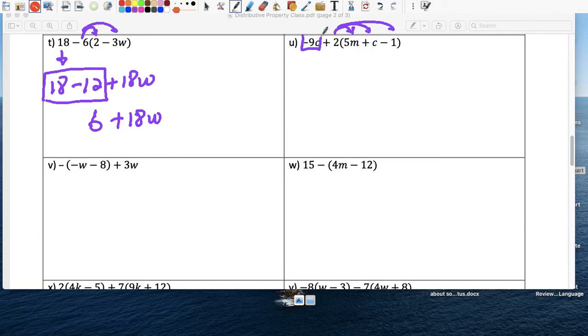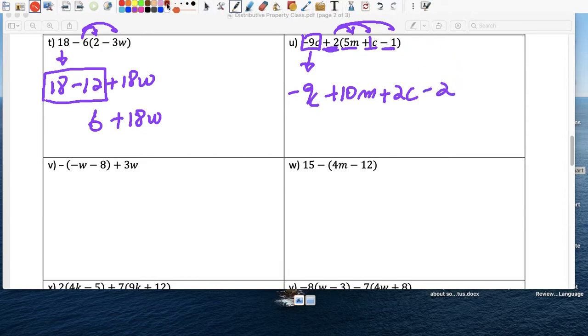So this guy, no, just write it down. Negative 9c. Positive 2 and positive 5 is positive 10m. Positive 2 and positive, there's a 1 here. 2 times 1 is just 2c. And positive 2 times negative 1 is negative 2.